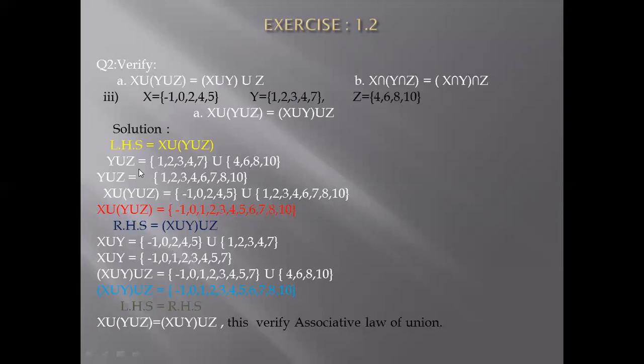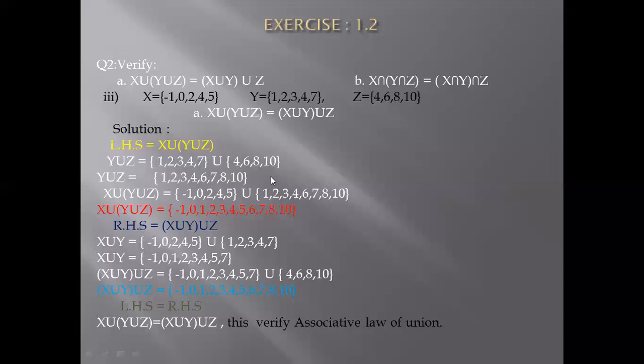Now, according to the law, on the left hand side, you see that Y and Z are partners. So first we find the union of Y and Z. Y union Z: the elements of Y are 1, 2, 3, 4, 7, and the elements of Z are 4, 6, 8, 10. Take the union. Now we have a new set Y union Z. The elements are 1 till 10. 5 is missing there. 5 and 9 are both missing because in sets Y and Z there are no 5 and 9.